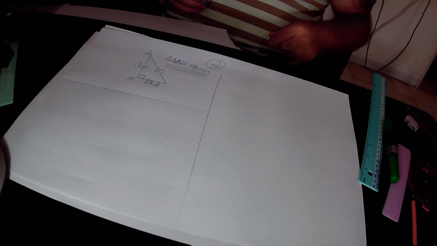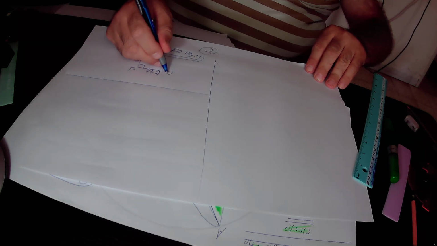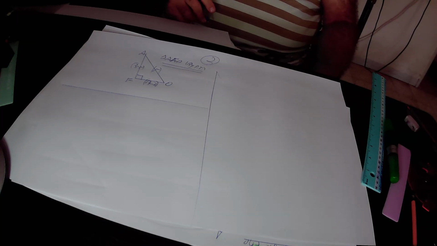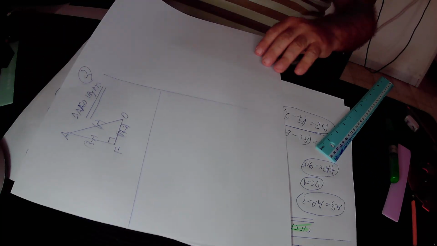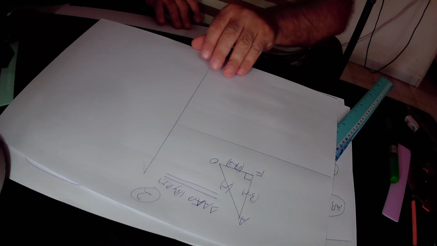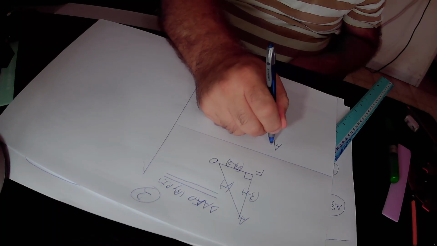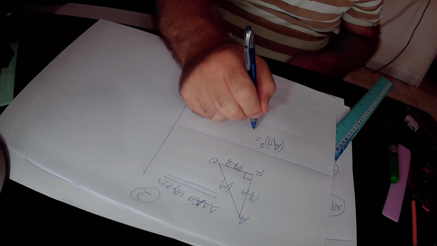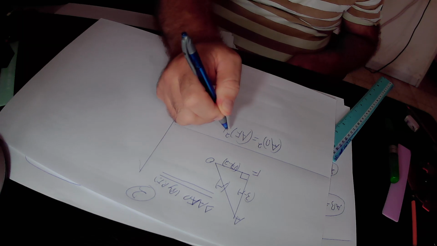So actually, this is the right triangle AFO from the original drawing. In this right triangle AFO, AO squared, this is the square of the hypotenuse, equals AF squared plus FO squared.